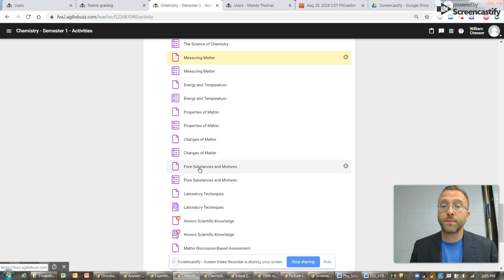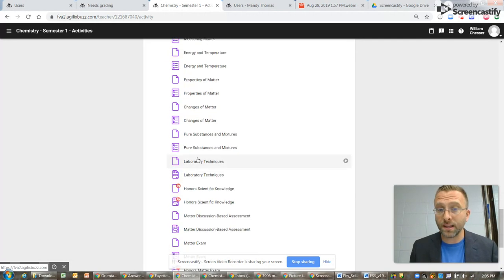Then we'll talk about pure substances versus mixtures. There's a difference between pure oxygen, which is in the air right now, and carbon mixed with oxygen, carbon dioxide, which is also in the air right now. And both of those things are mixed together too. So defining those things is an important part of chemistry, and we're going to talk about that in that section. Then a little bit on how we work in the lab in chemistry. There'll probably be some safety in there too. Then you'll move on to your matter discussion-based assessment.